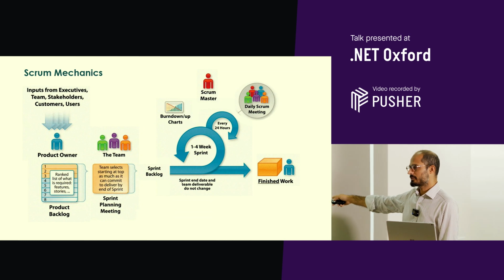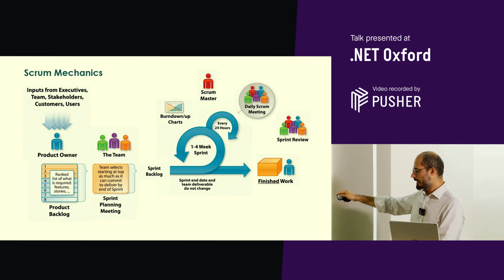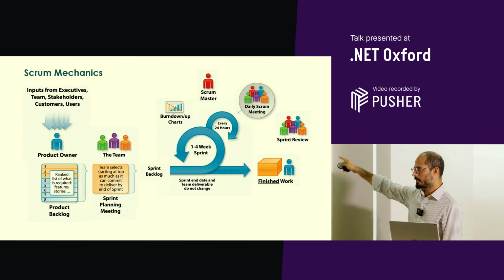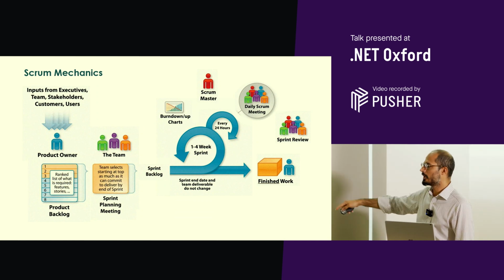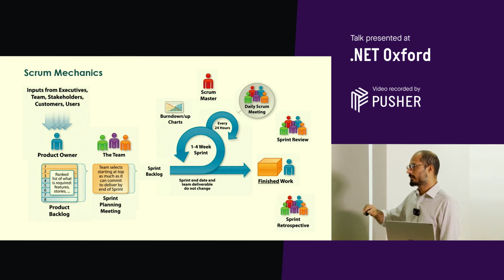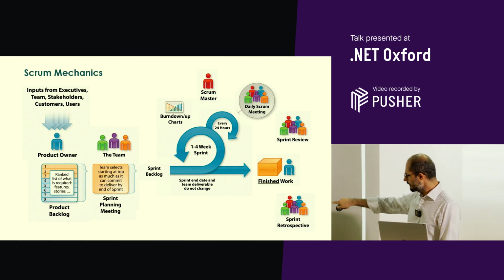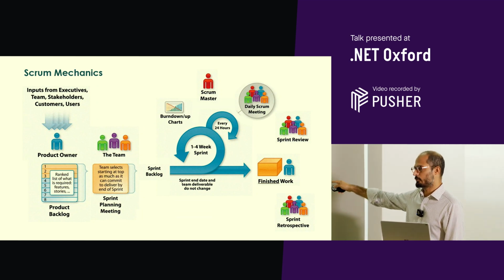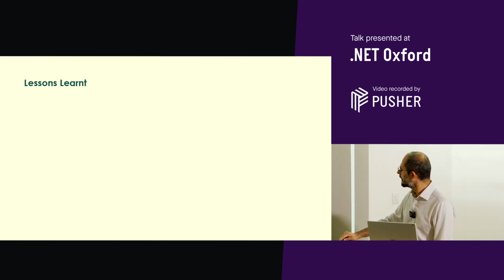Then at the end of the sprint, you have the finished product increment. You then inspect it with stakeholders in the sprint review, and based on that, you say, okay, do we need to adapt the product backlog? Then you also inspect the process with the team. That's part of the sprint retrospective. And then you change the process if you want to, and sometimes you change the product backlog if you have to based on the output.